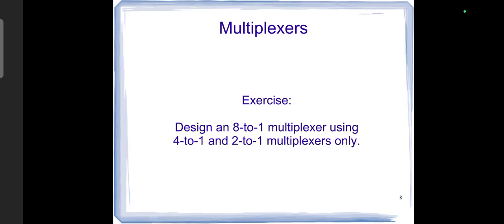We first divide the 8 inputs into 2 groups. Each group is connected to one 4:1 multiplexer. The outputs of these 2 multiplexers are then connected to one 2:1 multiplexer. The most significant selection line decides which 4:1 multiplexer output is selected. This concept is called cascading multiplexers.